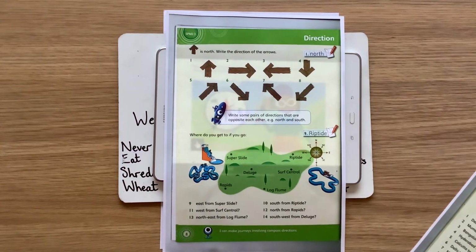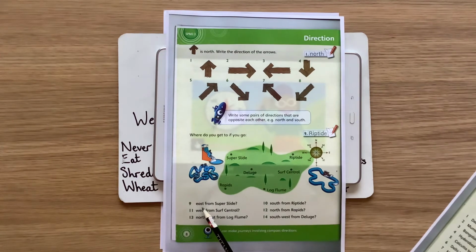Then you've got a maps challenge. So you've been given this map, and what you need to do is work out where each place is in relation to each other. So this is a map of a theme park with lots of different water activities to be done. And what you need to do is work out where you would go.